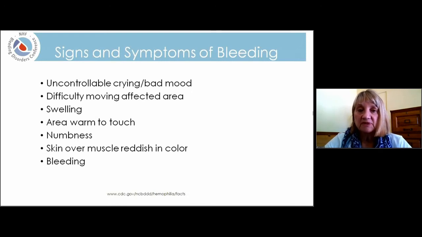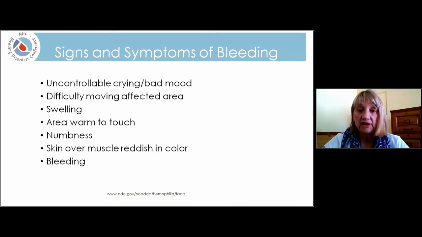What are the signs and symptoms of bleeding? How are you going to know that your baby has a bleeding episode going on? You know your child, whether it's an infant, a toddler, or a school-age child, you know your child better than anyone else. So if your child is in a bad mood, is irritable, that could be a sign or a symptom that the child is having a bleed. If your child is having difficulty moving an affected area, for example, if your child is a toddler and has already learned to walk and all of a sudden has reverted to crawling, perhaps they're having an issue with an ankle.